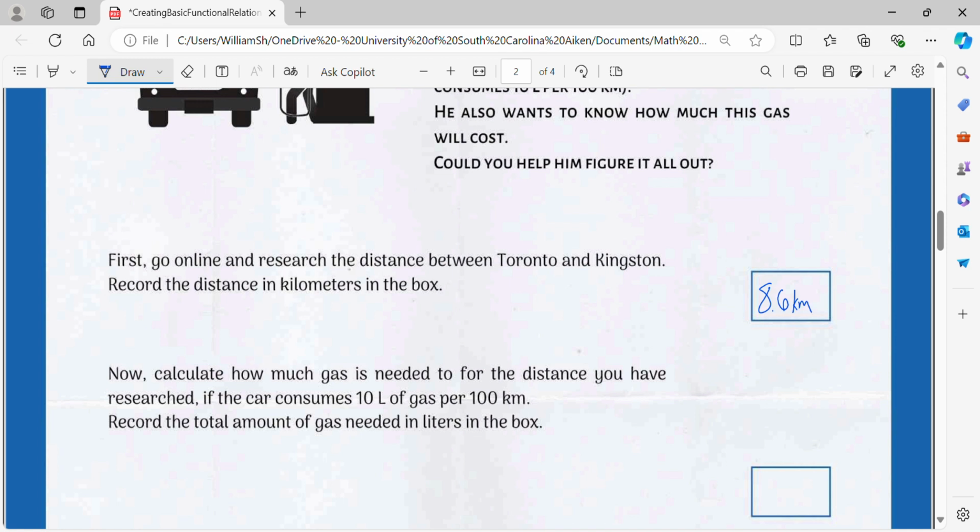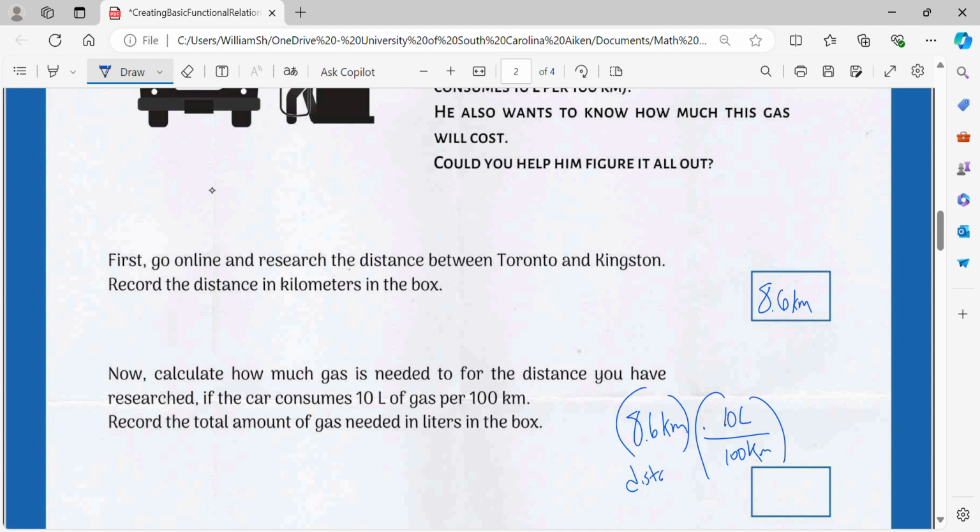Now, calculate how much gas is needed for the distance you have researched. If the car consumes 10 liters of gas per 100 kilometers, record the total amount of gas needed in liters in the box. Okay, if we're going 8.6 kilometers, and we're trying to figure out how many liters of gas we need, and the ratio is 10 liters per 100 kilometers, we have a very simple function here where we're multiplying the distance traveled.